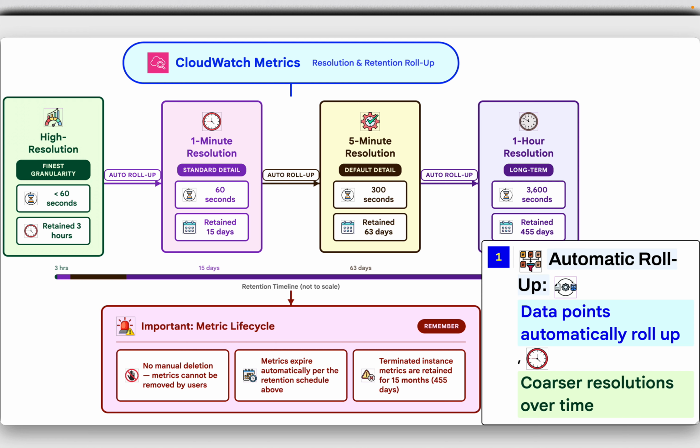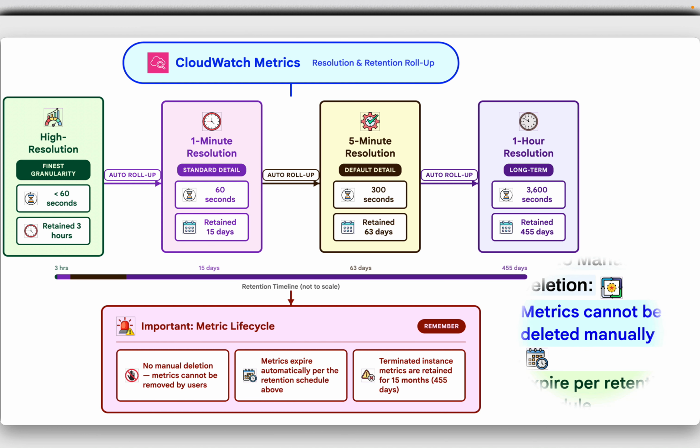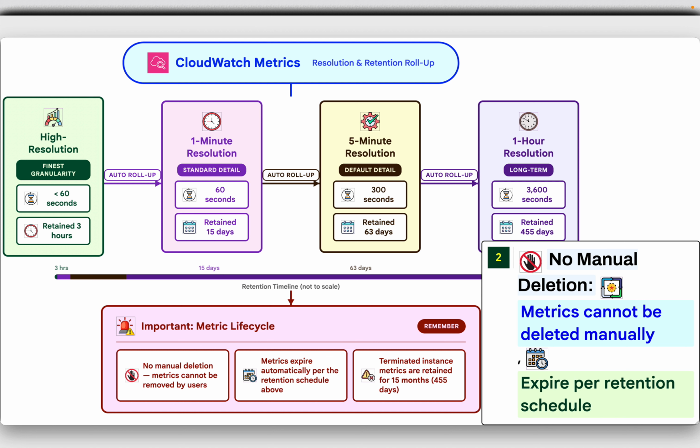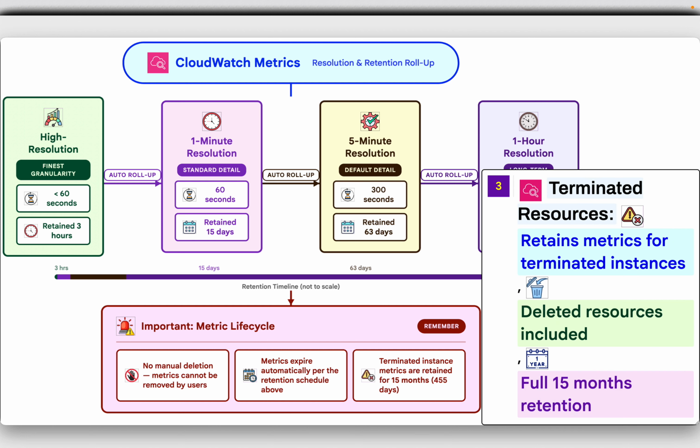Automatic rollup means data points automatically roll up to coarser resolution over time. No manual deletion means metrics cannot be deleted manually. They expire automatically as per the retention schedule. Terminated resources: CloudWatch retains metrics for terminated instances and deleted resources for the full 15 months, that is the 455 days retention period.